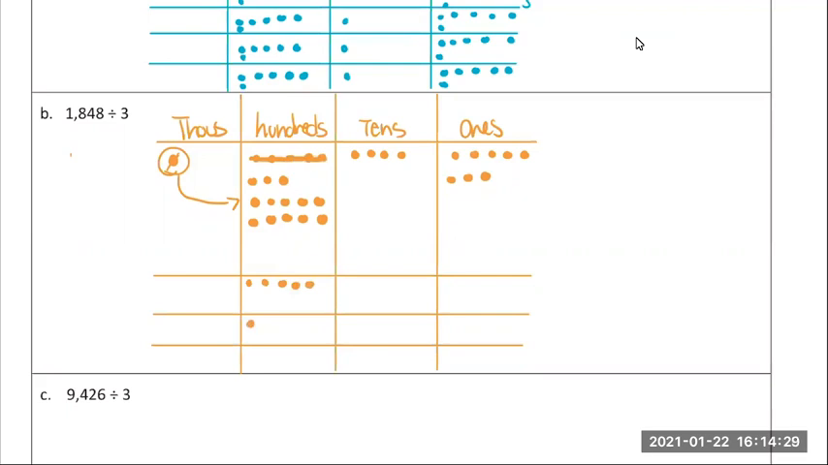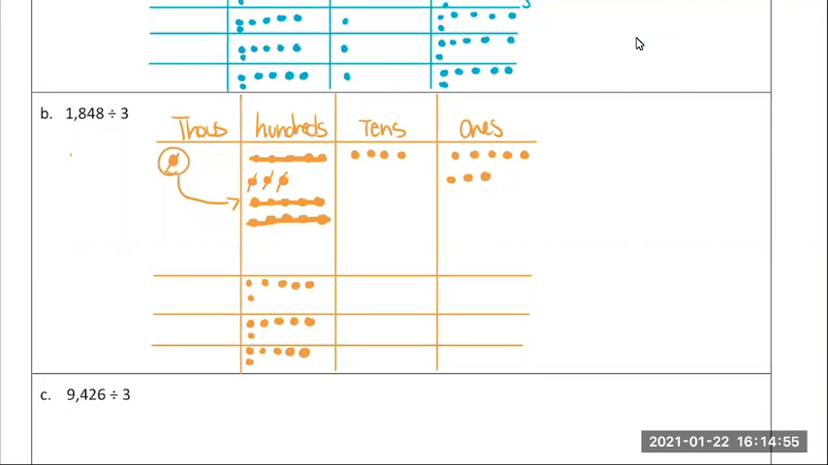There's 1, 2, 3, and then we have 3 left. 1, 2, 3. Okay, so we've started out, we have 6 hundreds in each group. We have nothing left to unbundle there.